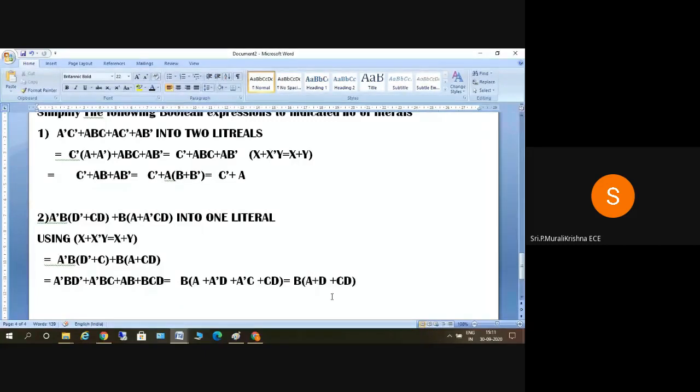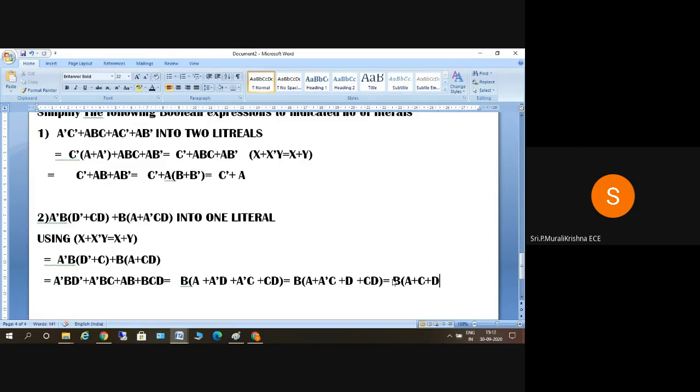Okay, I can write here. So A plus A bar C, which can be written as, so B into A plus A bar C can be written as A plus C plus D. One minute, we lost somewhere. A plus D bar.